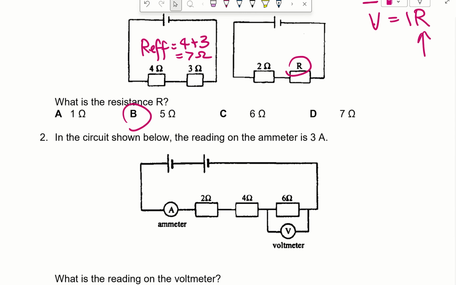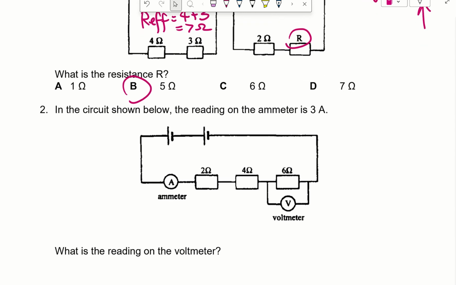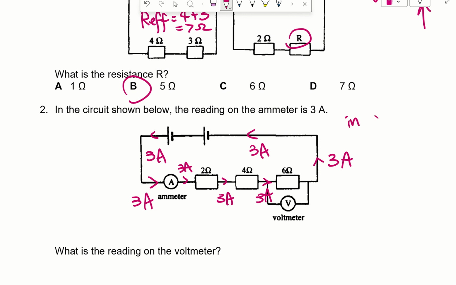Okay, question 2. In the circuit shown below, the reading on the ammeter is 3 ampere. That means I have a current of 3 ampere everywhere in the circuit, right? So what am I trying to do here? I'm trying to show you that in series, the current is the same. Okay, current is the same. And current always comes out from the positive terminal back to the negative terminal.